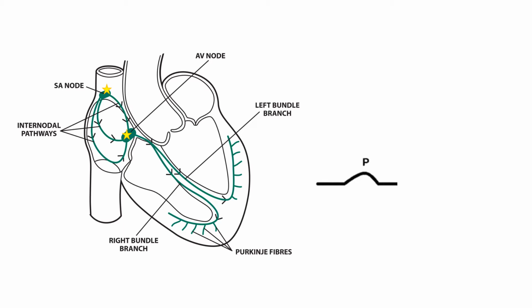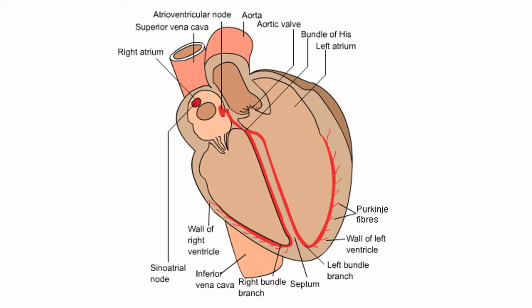The impulse then travels down the left and right bundle branches of the bundle of His, before flowing through the Purkinje fibers and then from the fibers into the ventricular myocardium. The depolarization of the ventricular myocardium is indicated by the QRS complex, while the repolarization of the ventricles is indicated by the T wave. The QRS complex is the most prominent deflection on an ECG line, and this is what we look at when working out the net deflection value.